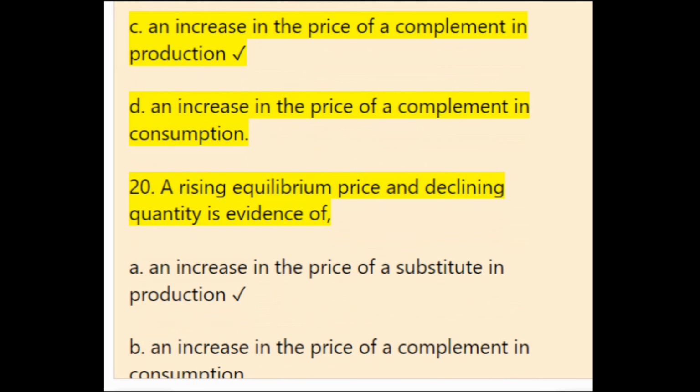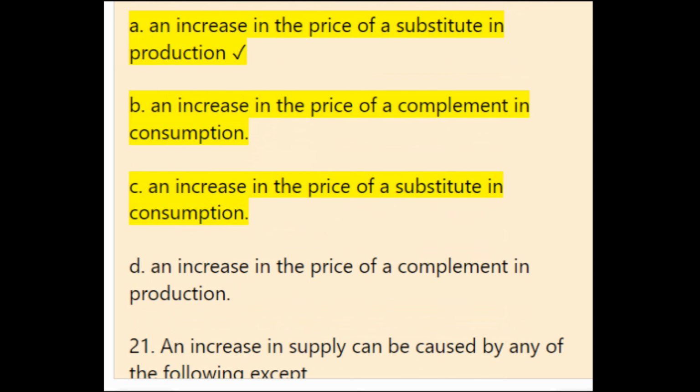20. A rising equilibrium price and declining quantity is evidence of A. An increase in the price of a substitute in production. B. An increase in the price of a complement in consumption. C. An increase in the price of a substitute in consumption. D. An increase in the price of a complement in production.